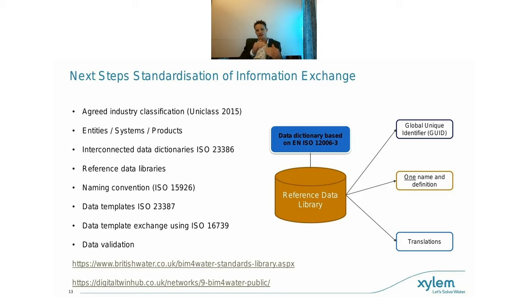And again, just to re-hit on that, 23386 is all about interconnected data dictionaries. What is your reference data library? What does that mean here in this master data model? And what does it mean there? So it's about connecting the terms, having that globally unique identifier, one source of the truth.